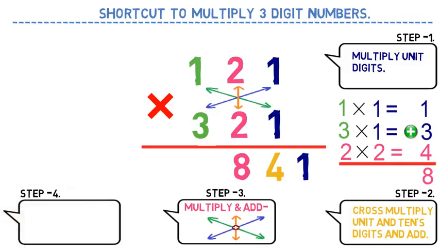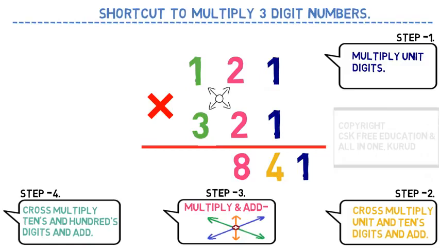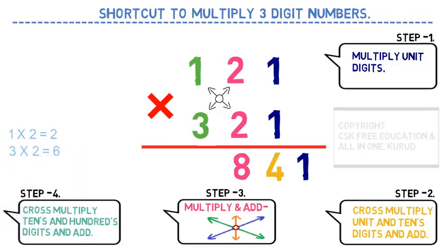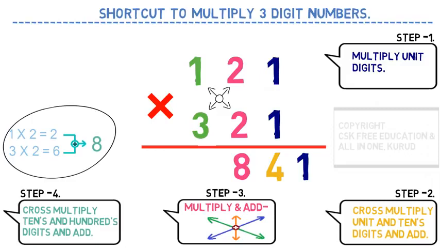Now let's move on to step 4. Step 4 is the multiplication of the tens digit and the hundreds digit. So we have 1 and 2: 1 into 2 is 2, and 2 into 3 is 6. The addition of 2 and 6 is 8. Now let's write it down.